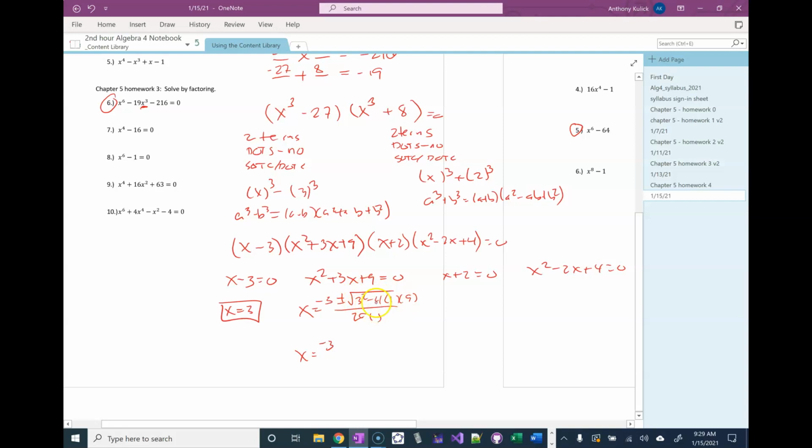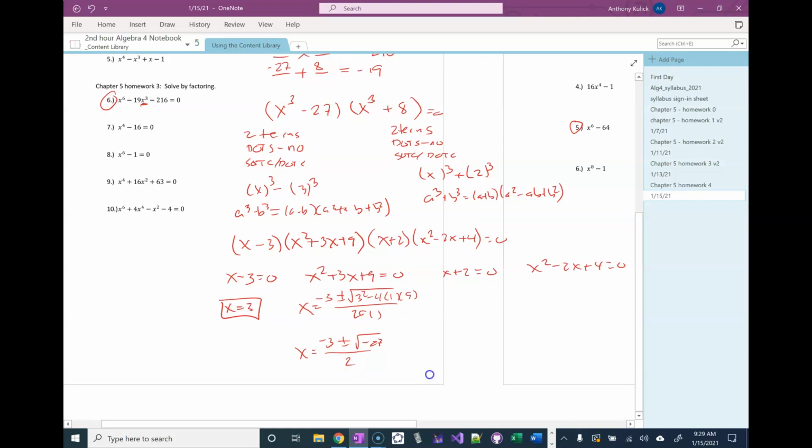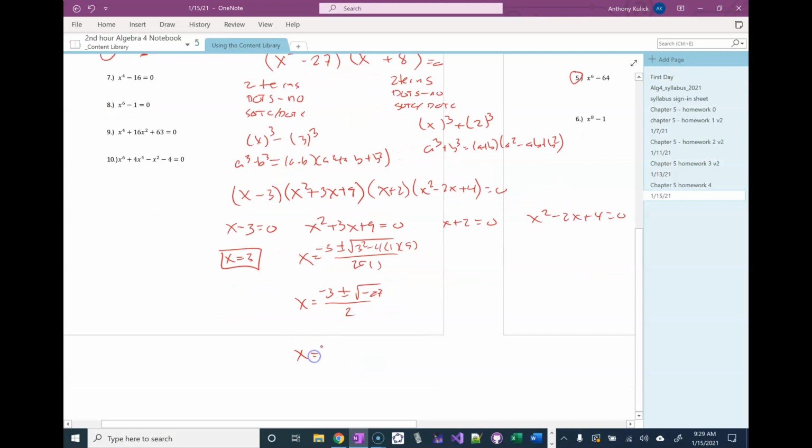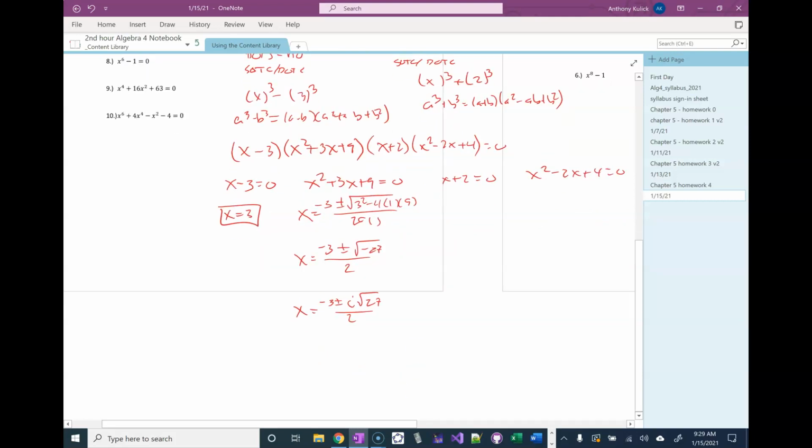3 squared is 9, minus 4 times 1 times 9, that's minus 36. So 9 minus 36 is negative 27. Because we're taking the square root of a negative, that makes an i. And then the square root of 27, I can think of as the square root of 9 times the square root of 3. So the square root of 9 is just 3.